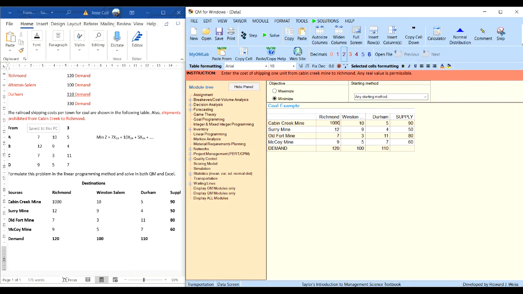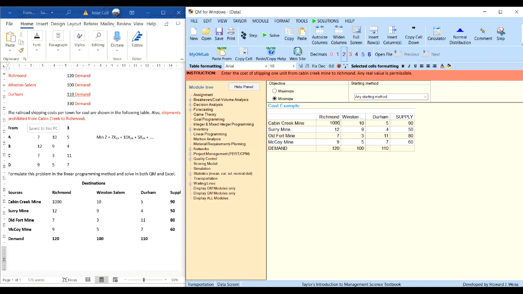McCoy also isn't bad, so they might get some of this as well. They're not going to get anything from Richmond. That's how we've eliminated Cabin Creek and Richmond. But it looks like they'll probably get from Old Fort and McCoy. And finally, Durham. We covered Durham and Winston. So we're not sure yet, but we've looked at it.